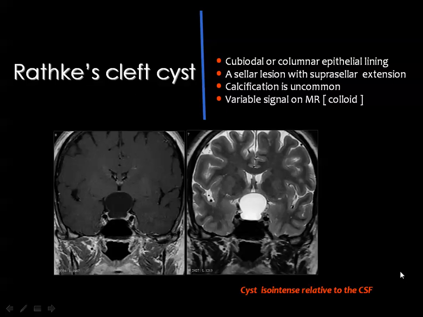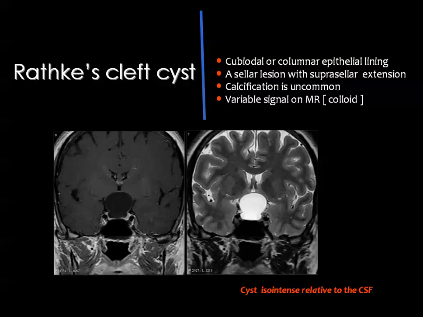This cyst is a lesion predominantly located within the pituitary fossa, and it may extend into the suprasellar area. It has an epithelial lining, and it contains fluid of similar CSF density, being of low signal in T1 and high signal in T2. Sometimes this fluid is colloid, and it may show some brightness in the T1 weighted image, but this cyst does not show calcium, and this cyst does not show enhancement.